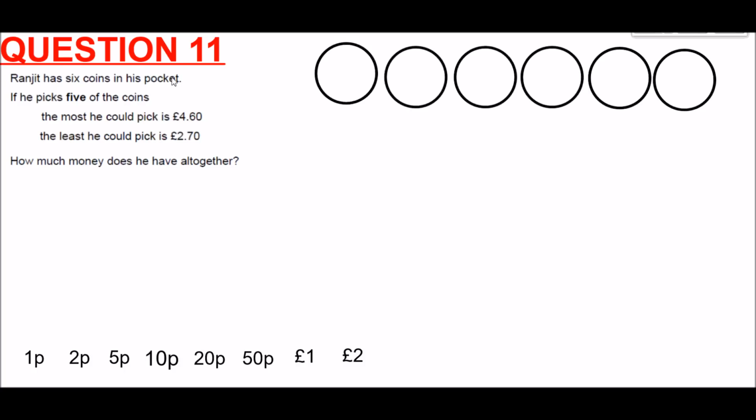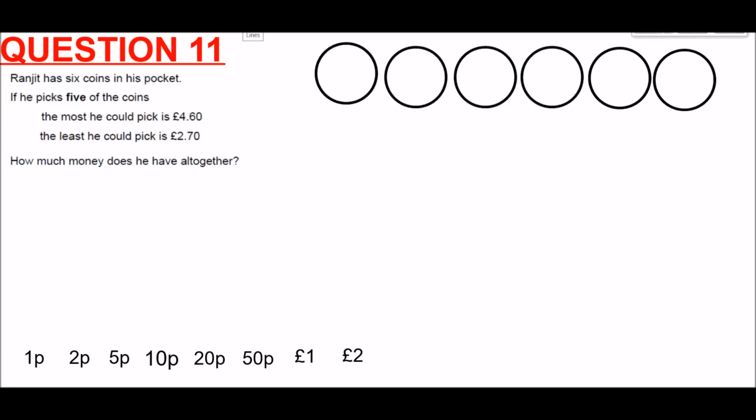Ranjit has 6 coins in his pocket. If he picks 5 of the coins, the most he could pick is £4.60. The least he could pick is £2.70. How much money does he have altogether? I've circled the coins here. Coin 1, 2, 3, 4, 5 and 6.